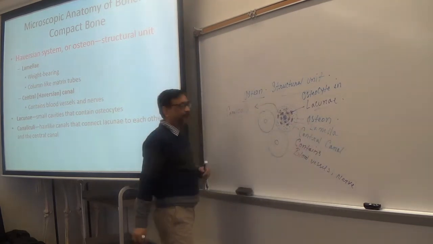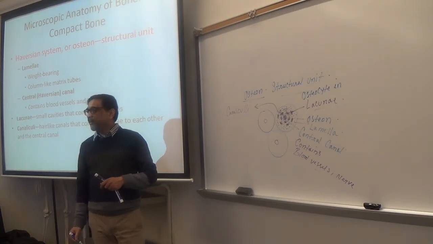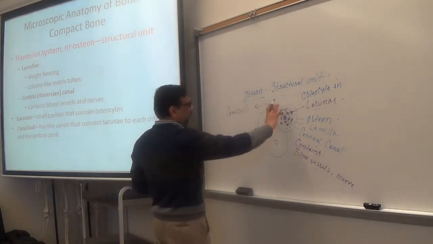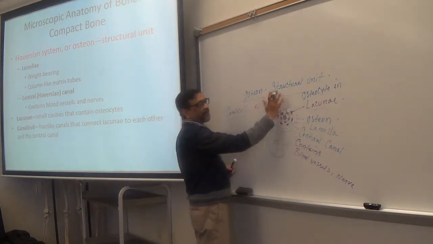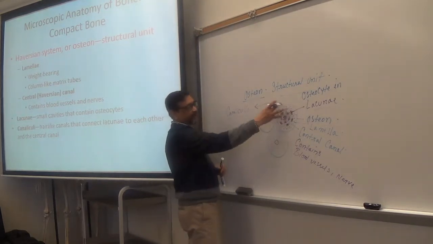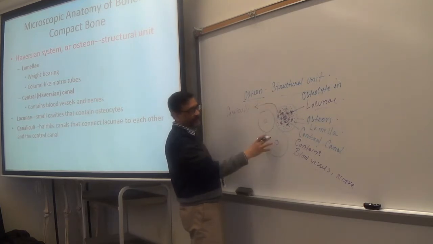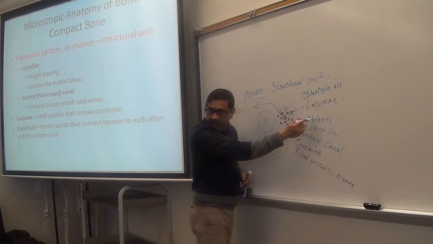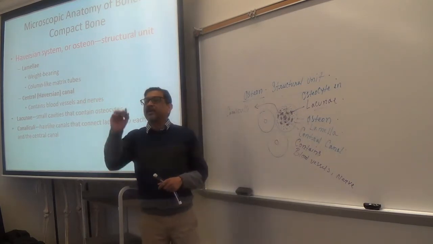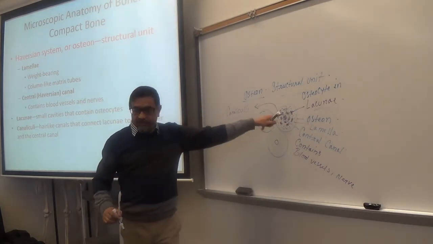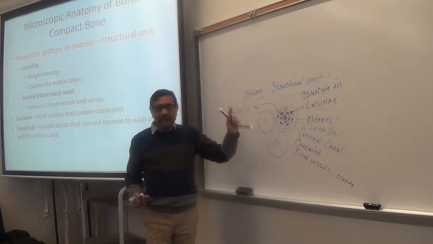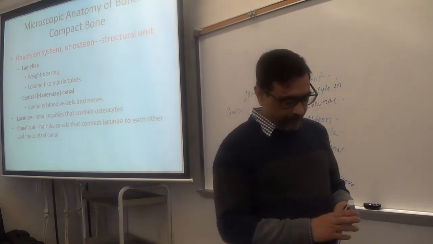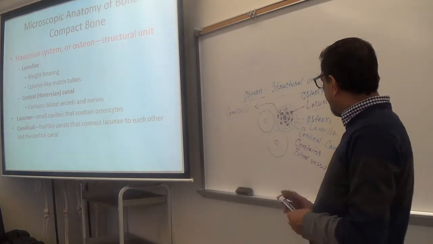L-A-M-E-L-L-A. Lamella is the hard what? Matrix of the bone. So that is the structure of the compact bone. It consists of many columnar structures, the structural units called osteons, right? And inside the osteons, you have these structures. Make sense? Okay. All these are like this. So that is the structure of the compact bone.